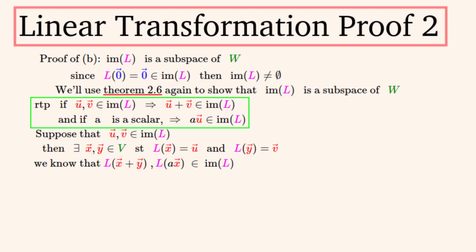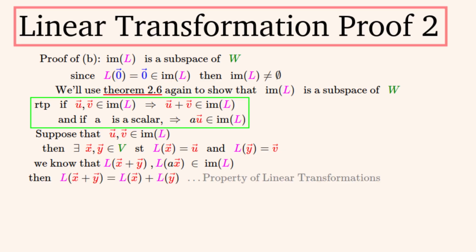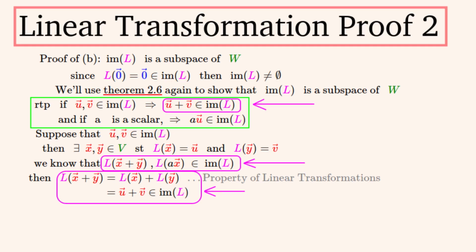So we know that these vectors are in the image of L, because it's L applied to vectors in the domain of L. So applying L to the sum of x and y must also be in the image of L. We can split them up into the sum of these two functions because it's a property of linear transformations. Applying L to these vectors gives us the sum of u and v. And so the sum of these two vectors is in the image of L, because it's equal to L applied to x plus y, which is in the image.